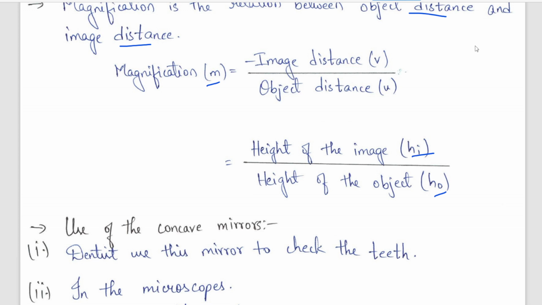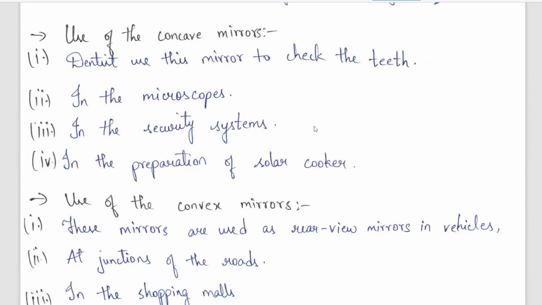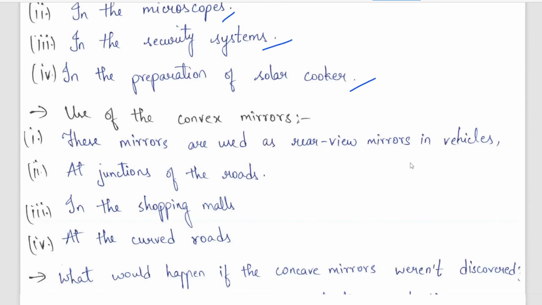So this is the formula for magnification. Okay. Now let us see the uses of concave mirrors. Concave mirrors are basically used in dental clinics for checking the teeth, and they are used in microscopes, they are used in security systems, they are also used in preparing the solar cookers.